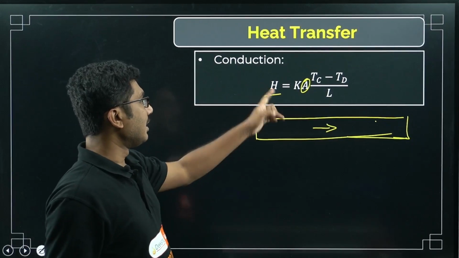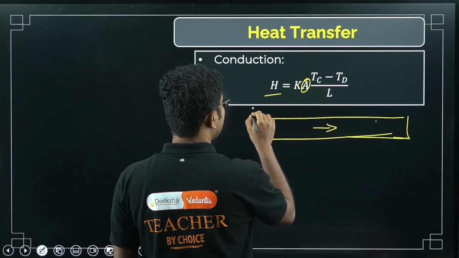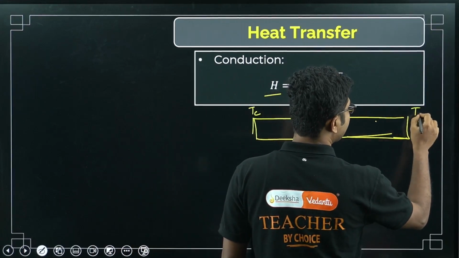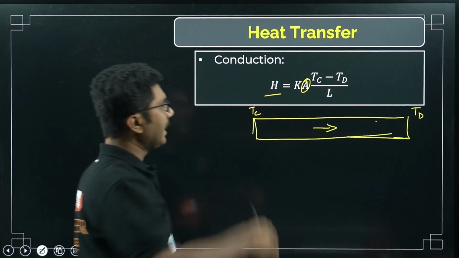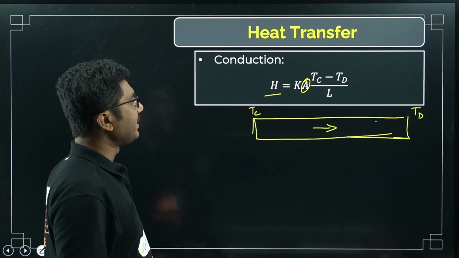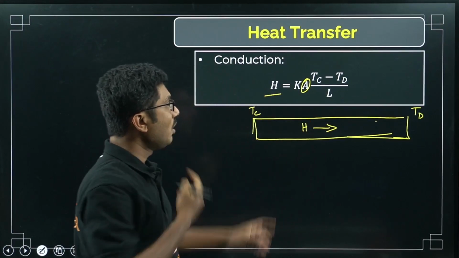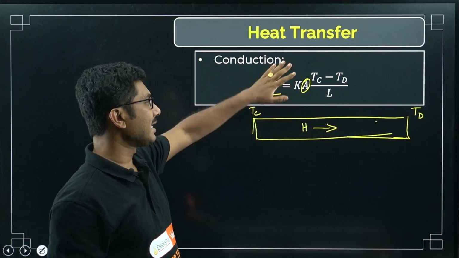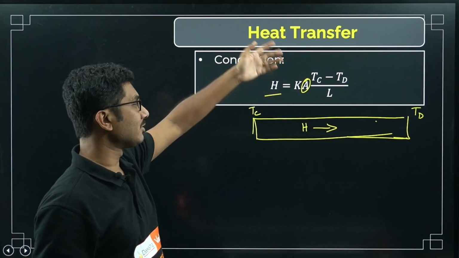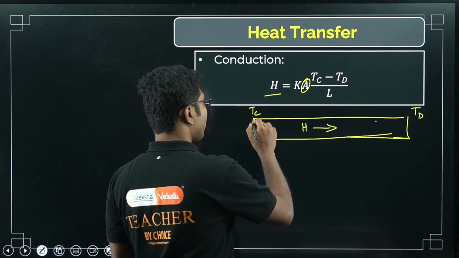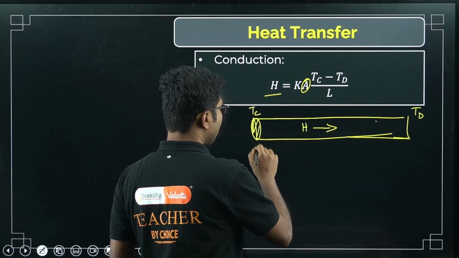Suppose this end is at higher temperature Tc, and this end is at lower temperature Td. Then how much heat will be transferred is based on this. So this is the amount of heat getting transferred. K is the conductivity of the material. It depends on the property of the material. A is the area of cross section.